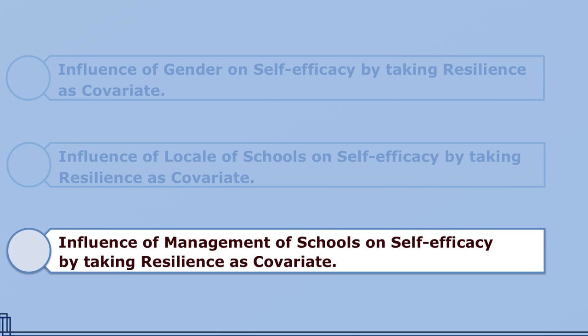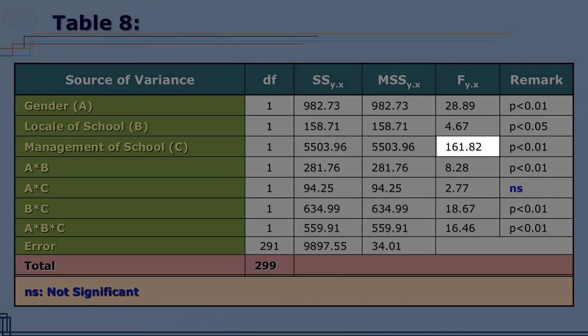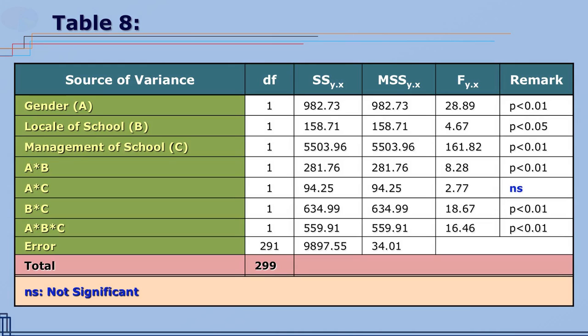Influence of management of schools on self-efficacy by taking resilience as covariate. From table 8, it can be seen that the adjusted F value for management of schools is 161.82, which is significant at 0.01 level with DF equal to 1/291. It indicates that the adjusted mean scores of self-efficacy of students studying in government schools and private schools differ significantly when resilience was taken as covariate.